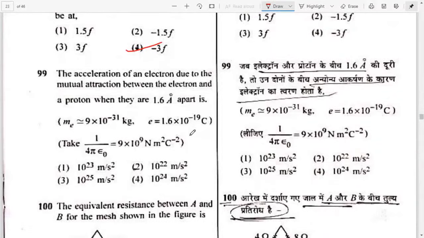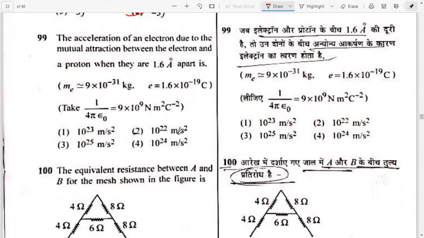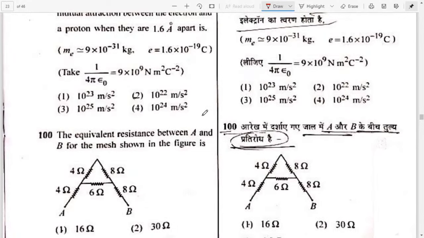Next, question number 99. The acceleration of an electron due to the mutual attraction between the electron and a proton when they are 1.6 angstrom apart is, we know me is 9 into 10 to the power minus 31 kilograms, and charge of electron is 1.6 into 10 to the power of minus 19 C, and take 1 by 4 pi epsilon equal to 9 into 10 to the power 9 Newton meter square per C square. So the correct option is 2, 10 to the power of 22 meters per second square.